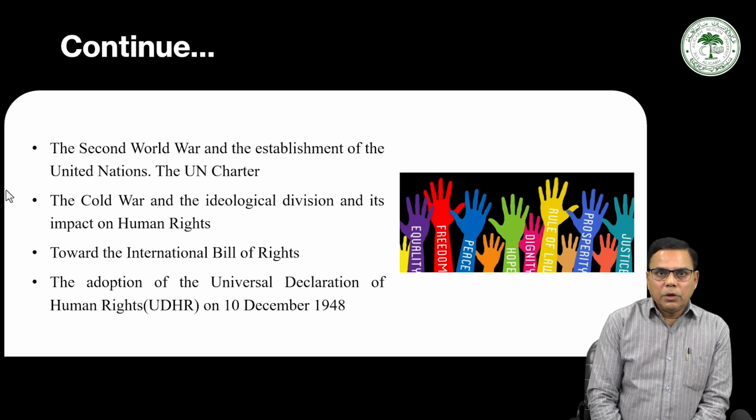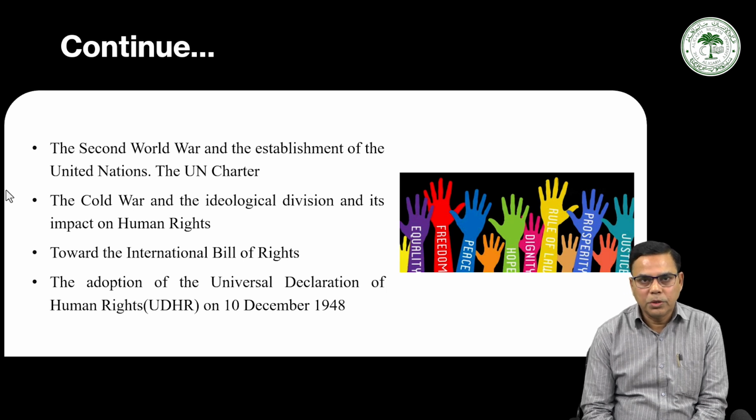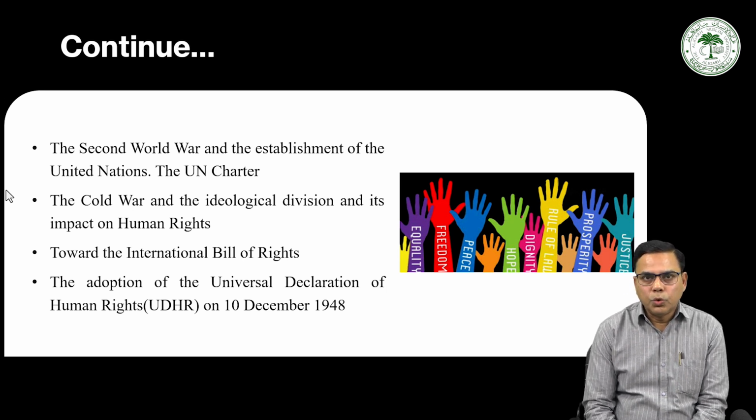Because of this conflict between socialism and capitalism, you will find that after the Second World War, the world got divided into two hostile blocs. One was the socialist bloc led by the Soviet Union at that time, and then another was the capitalist bloc headed by the United States of America and other Western European countries.